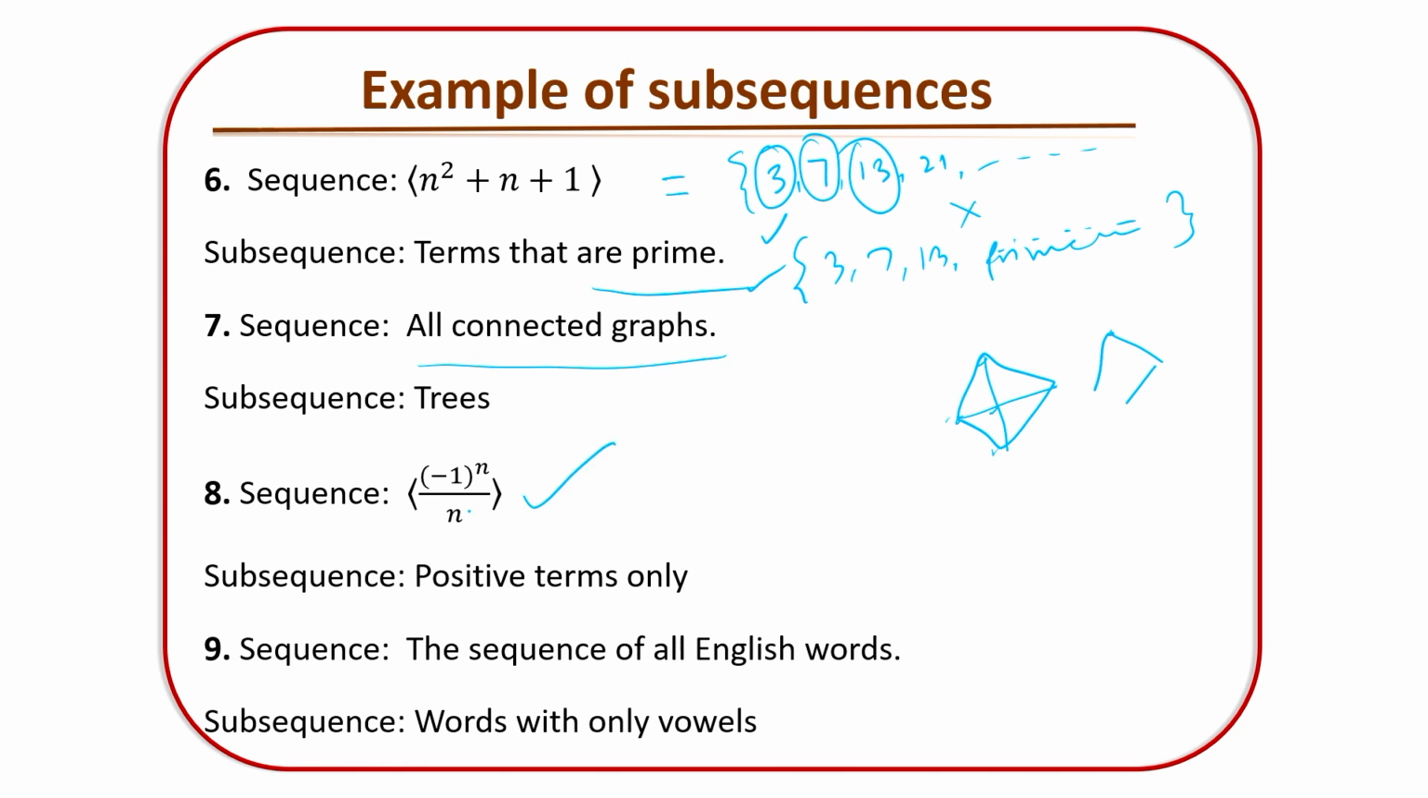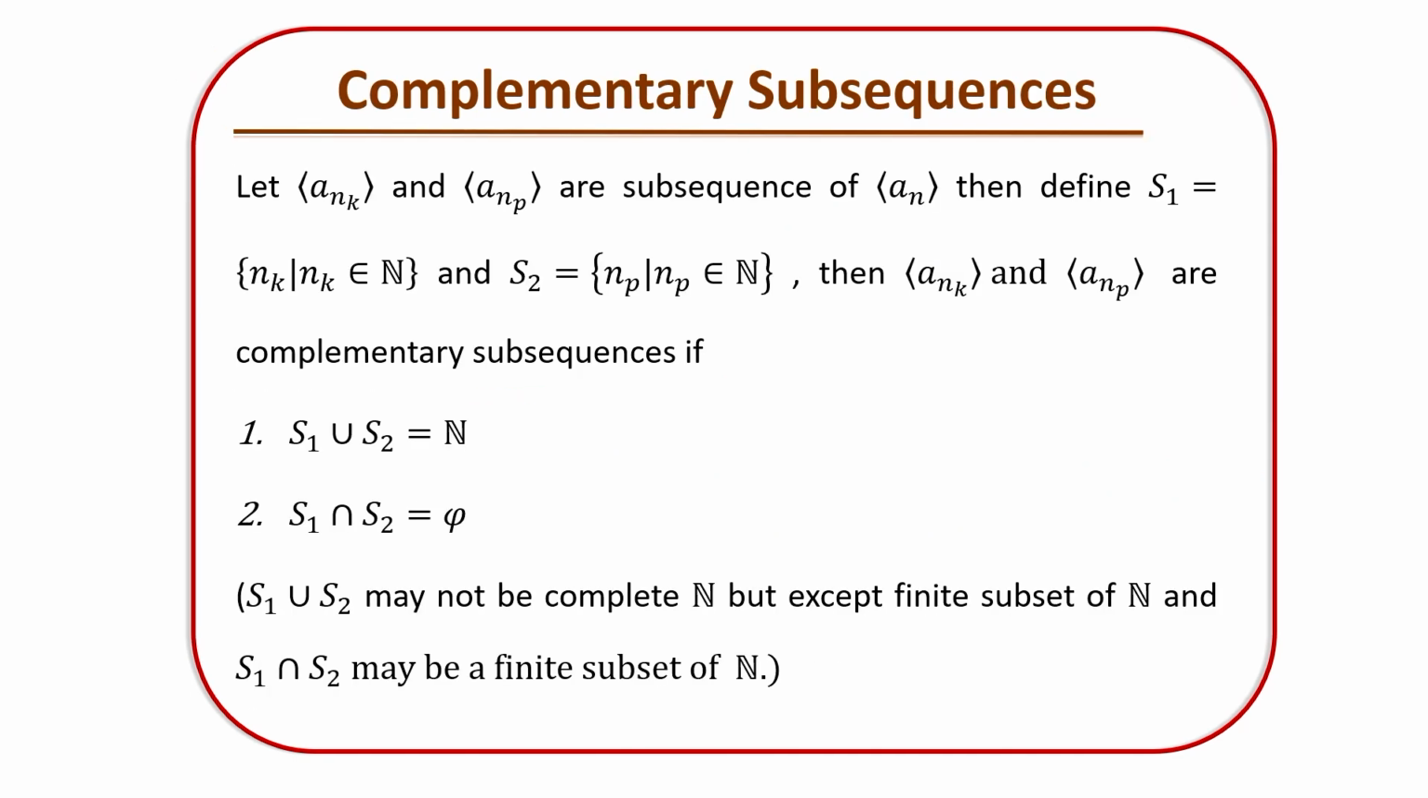Similarly, consider the sequence (-1)^n. So what will be its terms? For n equal to 1 it will give you -1, n equal to 2 will give you 1, n equal to 3 gives -1, then 1, then -1 and so on. Now consider only the positive terms: 1/2, 1/4, 1/6, 1/8 and so on. The sequence of all English words, and the subsequence can be considered as the words with only vowels.